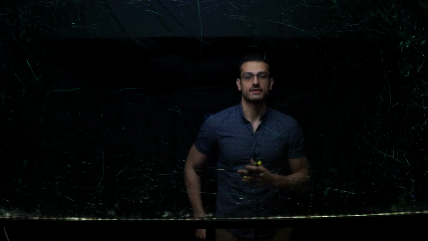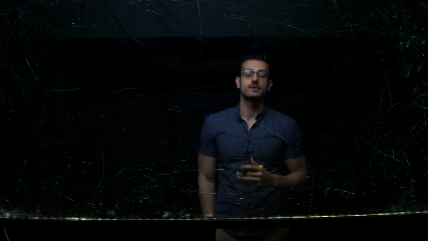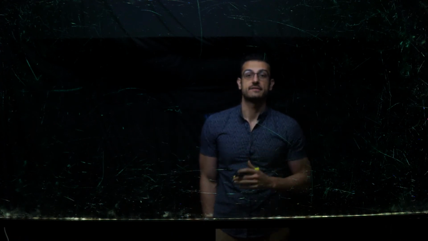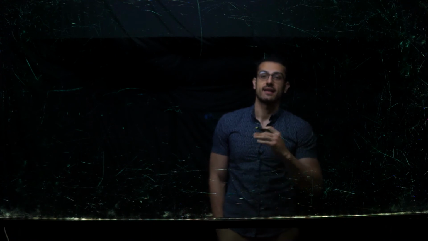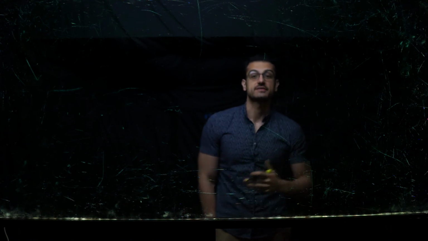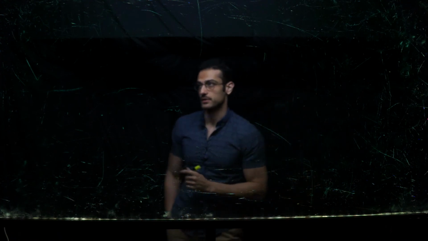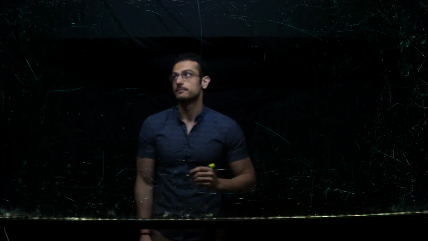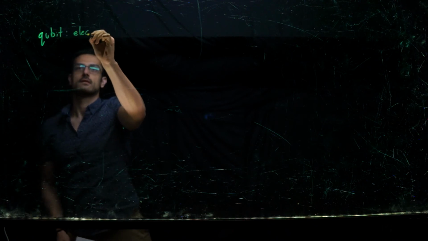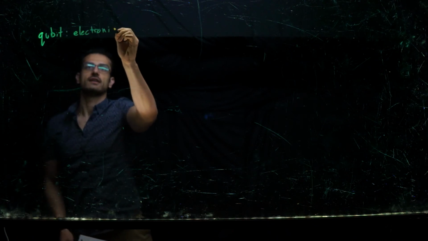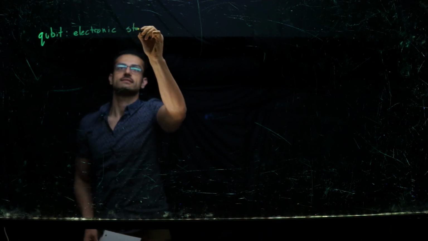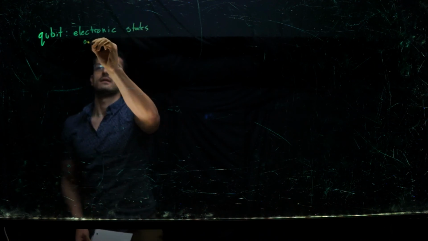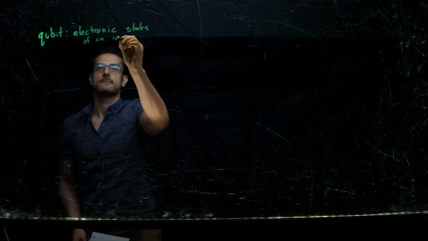Okay, so we've reached the end of the lectures. So I'm just going to do a summary of how the DiVincenzo criteria are satisfied and just briefly talk about the strengths and weaknesses of trapped ion quantum computers. So our qubit is the electronic states of an ion.